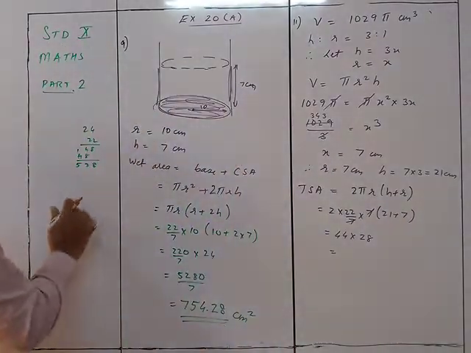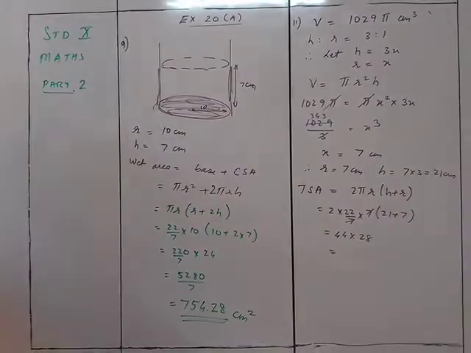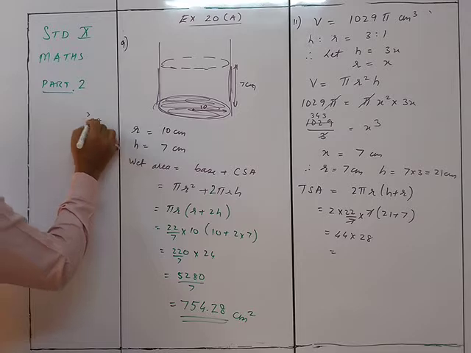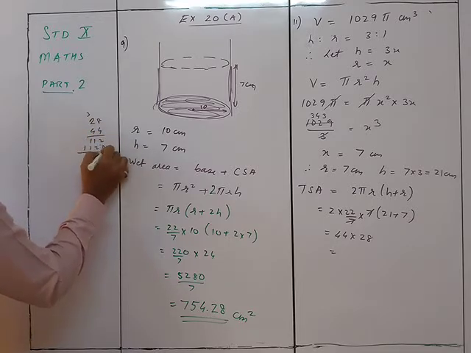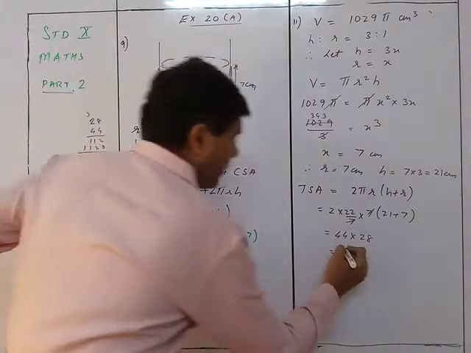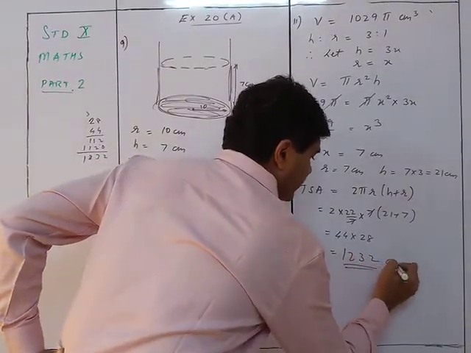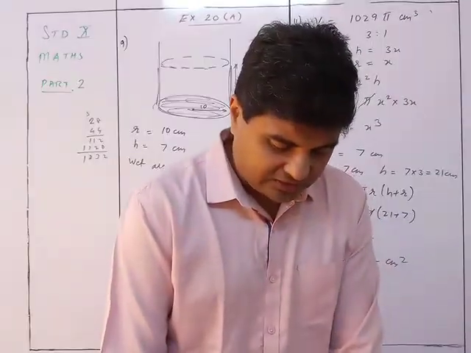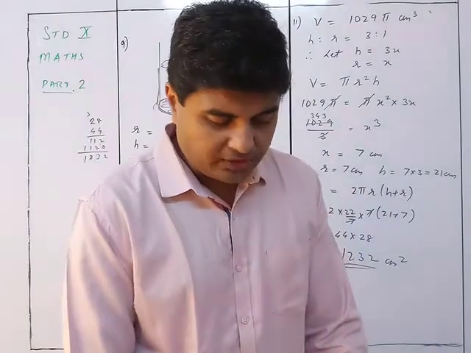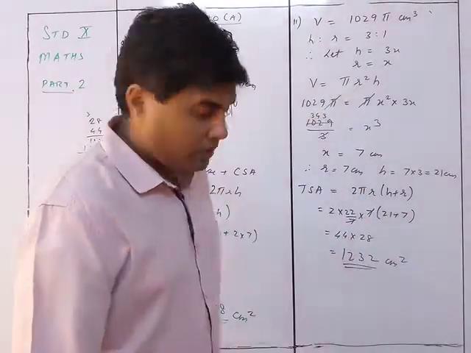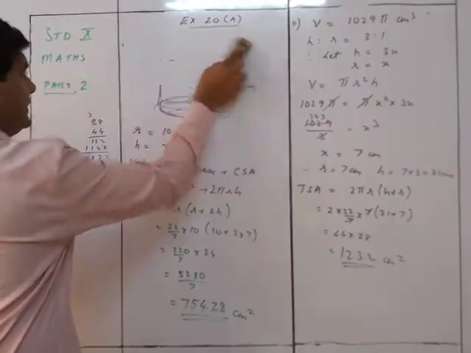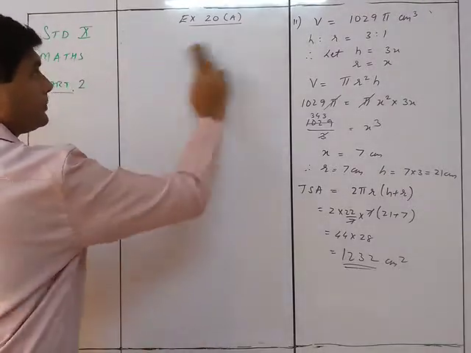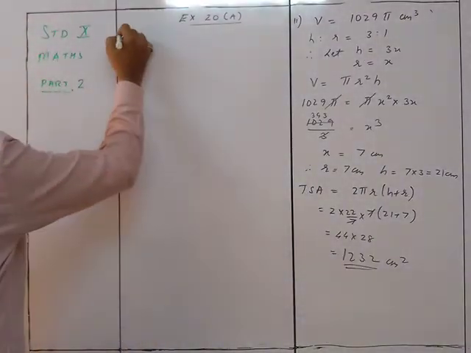So that gives me 44 into 28, which is 1232 centimeter square. That is the surface area of the cylinder. We can just check the answer for sum number 11 is 1232 centimeter square. Okay, we now move on to sum number 13. Sum number 13.